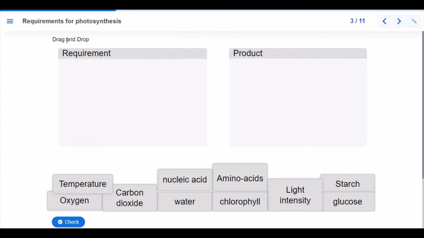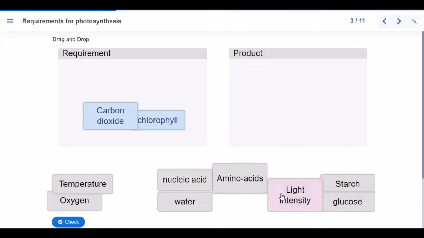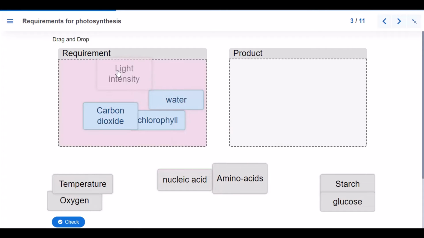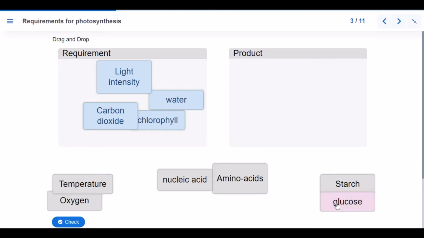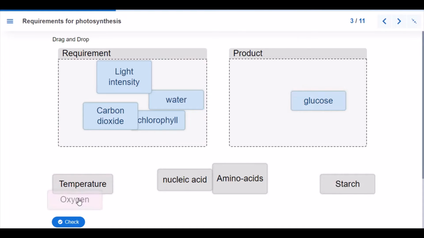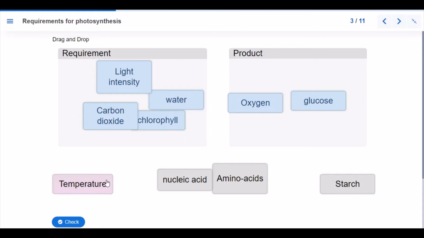So, what are some of the requirements for photosynthesis? We have mentioned that chlorophyll is an important requirement. On this slide, we have requirements versus products of photosynthesis. Other requirements include carbon dioxide, which reacts with water in the presence of light, yes, light is also a requirement, to give glucose, a product, and oxygen, a product.